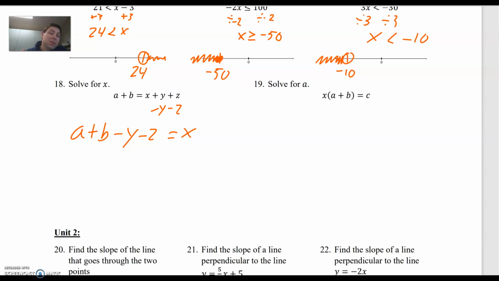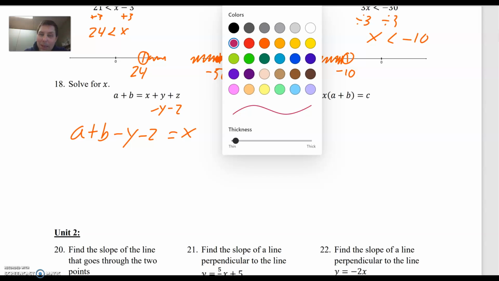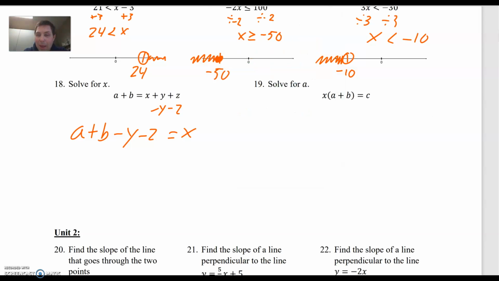Okay, I promised I'd finish on problem number 19 in the last video. So I'm going to start there and then we'll get into unit 2. So for number 19, again, it might look crazy that there's no numbers, but think about what's being done to the variable a. I see a is being added to b, and then after we add whatever a and b is, we're going to multiply by x. So if I think about the order, I'm adding b to a, and then I'm multiplying whatever that result is by x to get c.